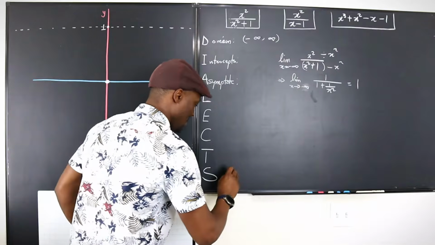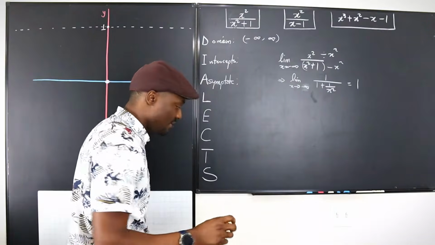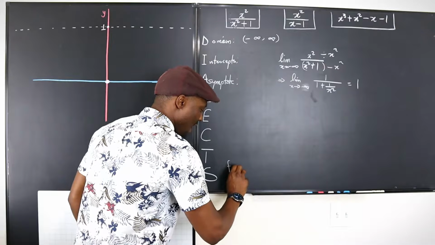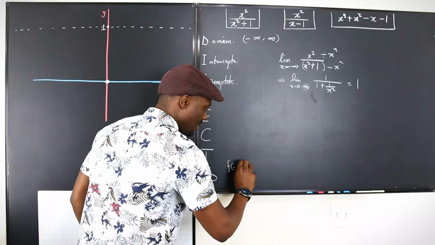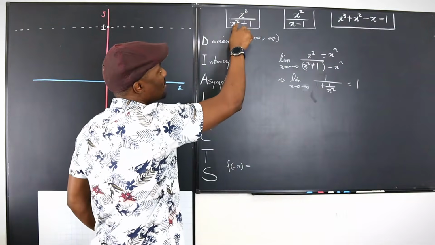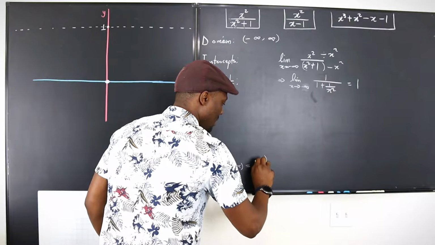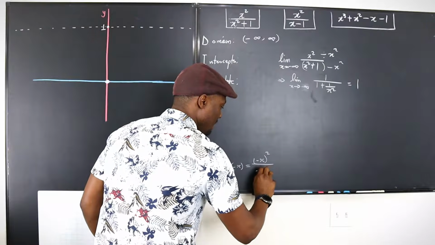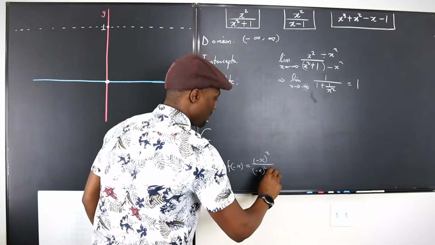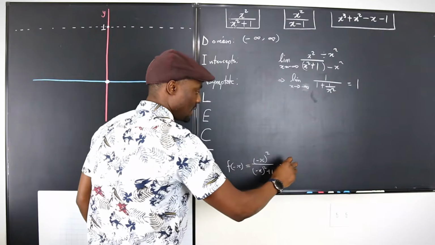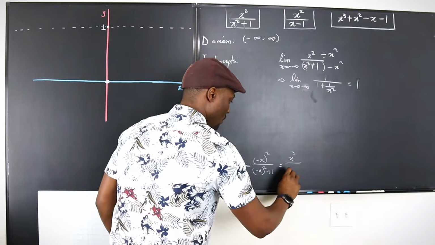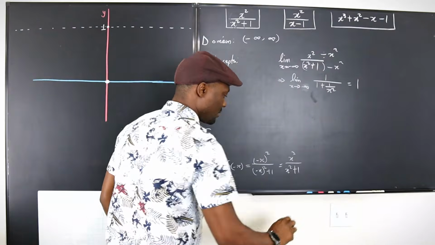So let's quickly test for whether it's even. We're going to say f of negative x will be equal to, we change x to negative x, that will be negative x squared over negative x squared plus 1. This gives us x squared over x squared plus 1. You see?